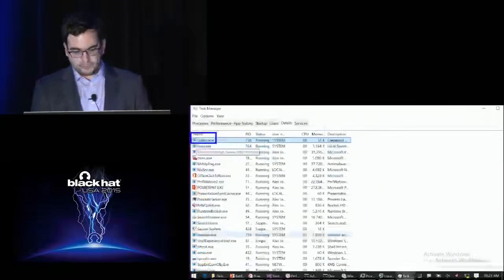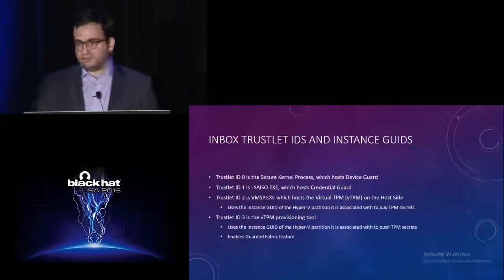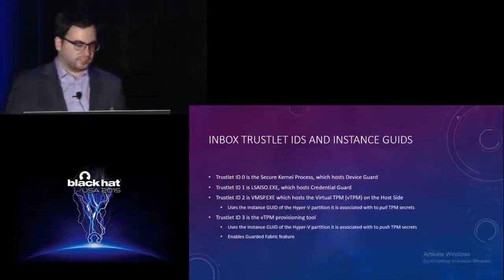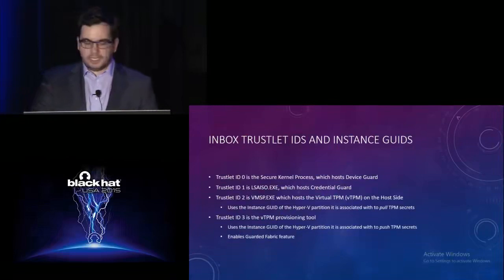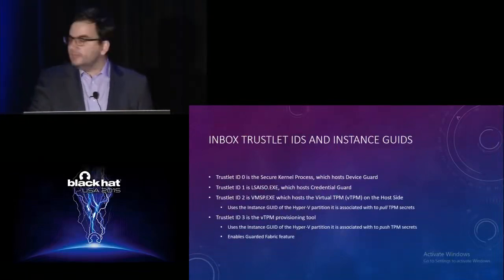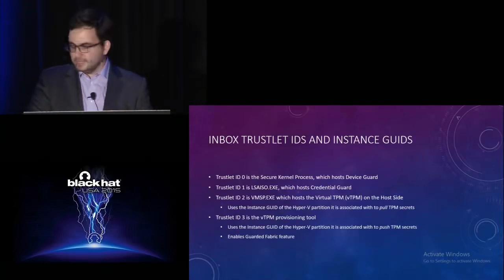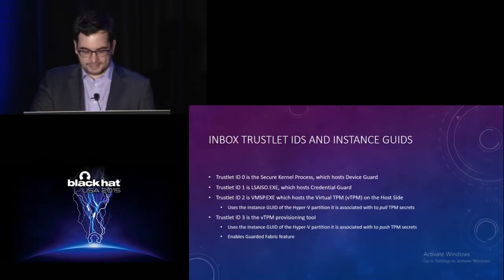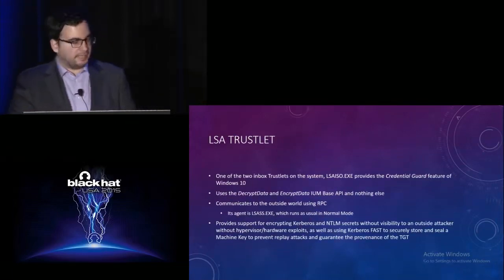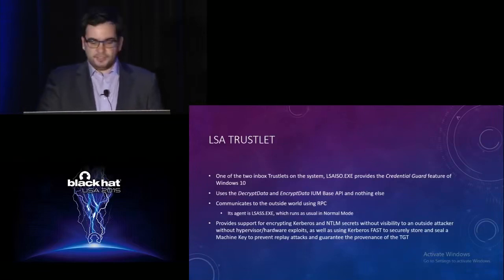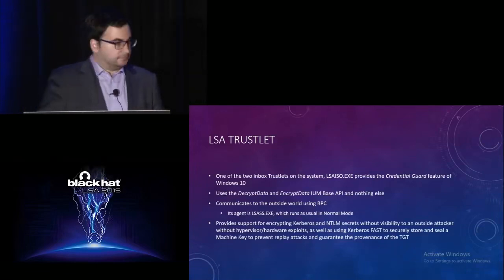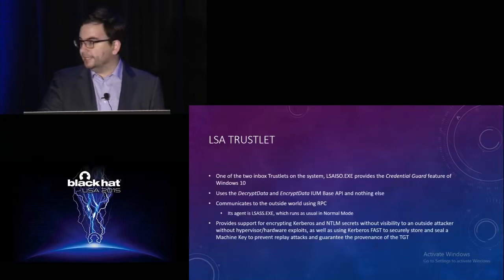And trustlet ID number 2 and 3 are if you use guarded fabric or VTPM. So trustlet 2 is VMSP, which lets you read what's in a TPM. And trustlet ID 3 is the provisioning tool which you would use to put secrets and seal things in a virtual TPM. So those are kind of the 4 trustlets that exist today. So LSA ISO provides the Credential Guard feature you may have heard about yesterday. It only does 2 things, decrypt and encrypt data. That's all it needs, the cryptographic API.